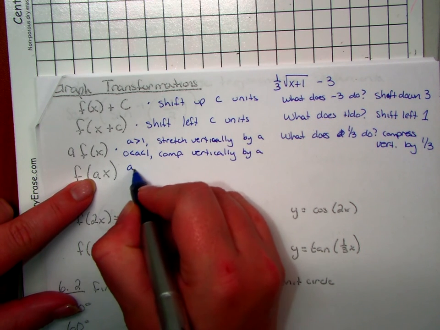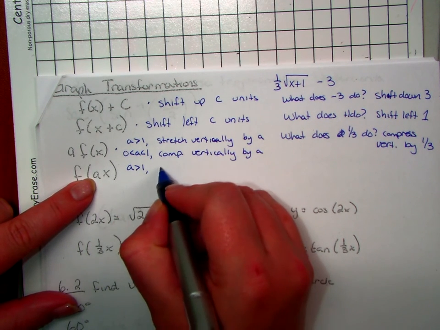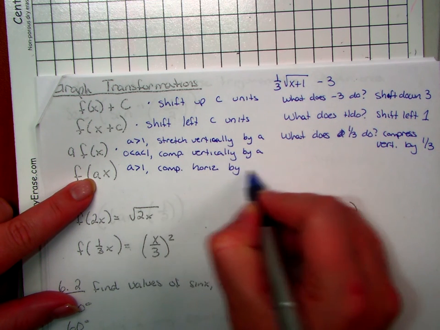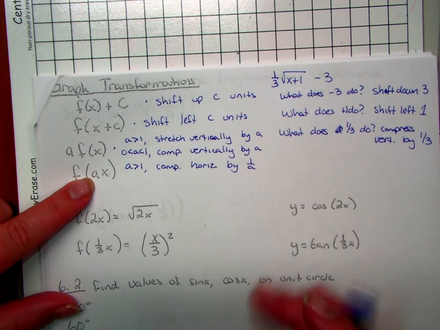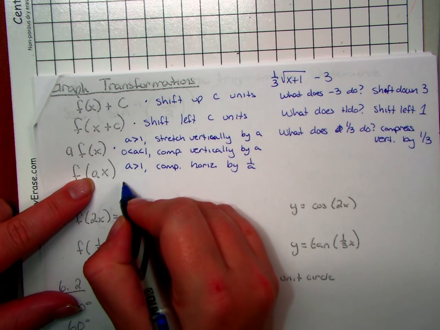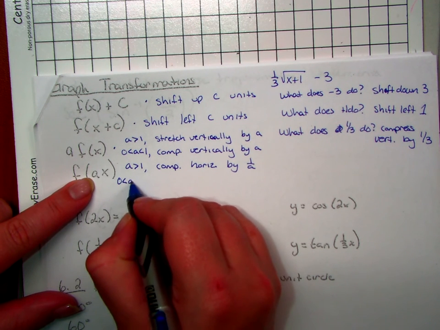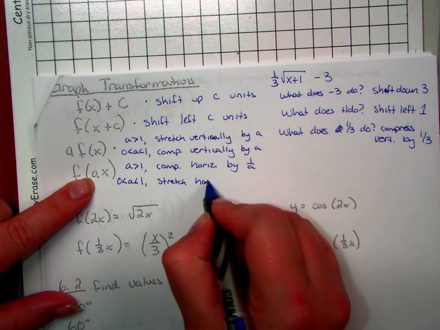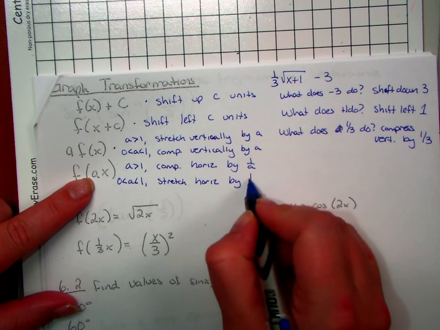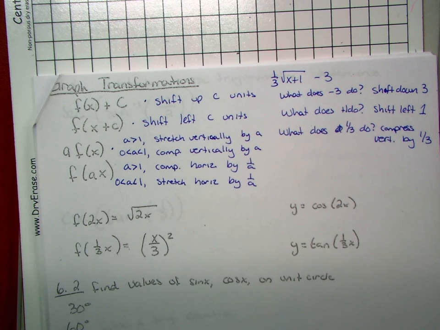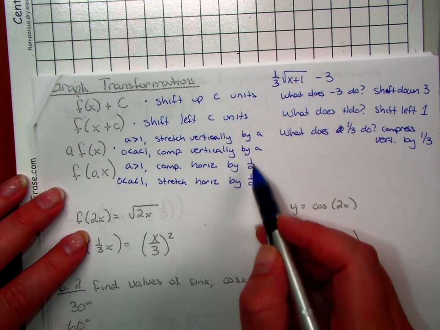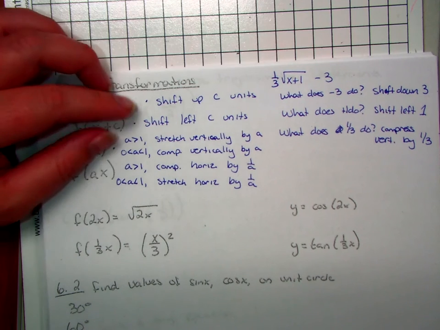All right. If a is greater than 1, we're going to compress horizontally by a factor of the reciprocal. And if a is between 0 and 1, we're going to stretch horizontally by the reciprocal. Okay, so remember that the horizontal stretches and compressions move in the opposite way as the vertical ones, and the factors are also reciprocated.